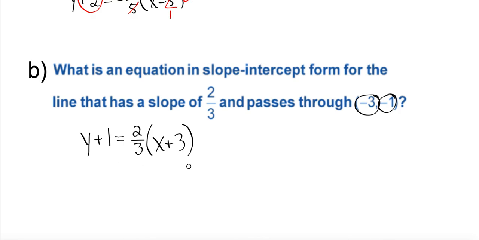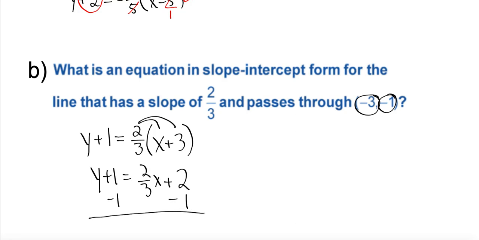Now I want to change that to slope intercept. So distribute: y plus 1 equals 2/3 x. 2/3 times 3 is a 2. Move the 1 over. And then we have y equals 2/3 x plus 1. That is the equation in slope-intercept form. Okay, so we used our point slope form and got it to slope-intercept form down there.